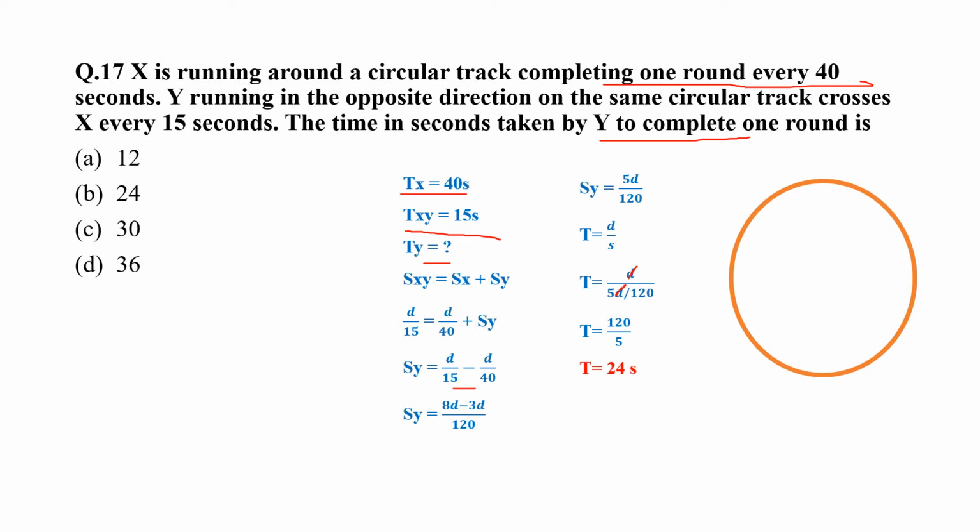So t is equal to 24 seconds, 5 into 24 is 120. So time is equal to 24 seconds.